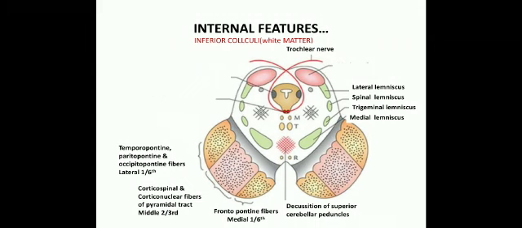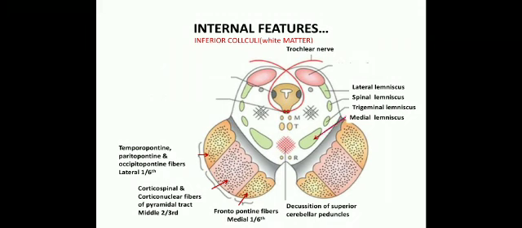Now, the white matter. What does the white matter contain? The crus cerebri contains the corticospinal and corticonuclear fibers of the pyramidal tract in the middle 2/3, the frontopontine fibers in the medial 1/6 and the temporopontine, the parietopontine and the occipitopontine fibers in the lateral 1/6.